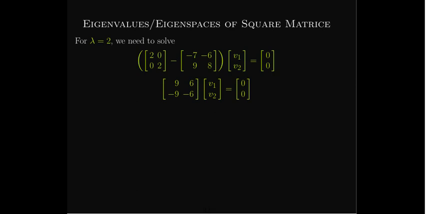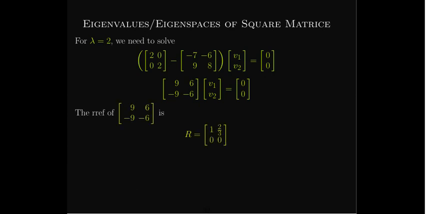So now my matrix here is 9, 6, negative 9, negative 6. And we can just see by inspection that this is not an invertible matrix because the rows and the columns are parallel to each other. And this is for the 2x2 case, right? Remember, when you have two vectors, they cannot be linearly independent if they're parallel to each other.